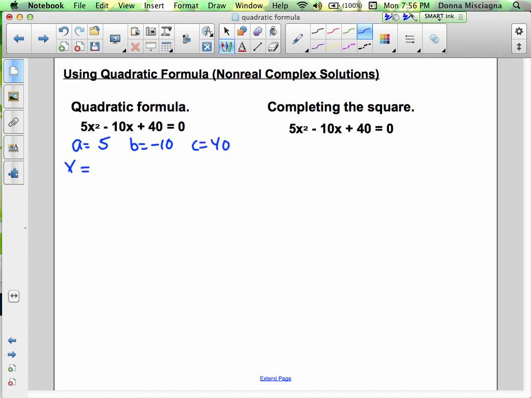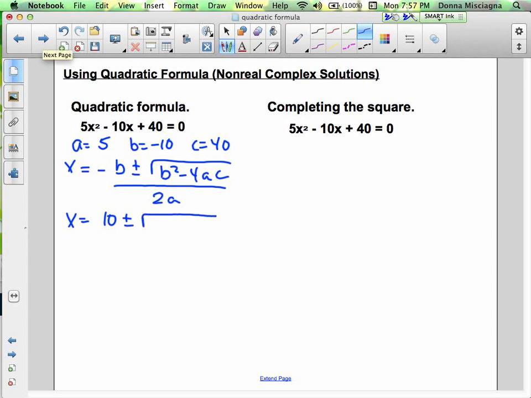Our quadratic formula, look how fast we did the problem twice in just like 5 minutes. x is equal to negative b plus or minus the square root of b squared minus 4ac, all divided by 2a. So x is equal to negative negative 10, which is 10, plus or minus the square root of negative 10 squared minus 4 times 5 times 40, divided by 2 times 5.